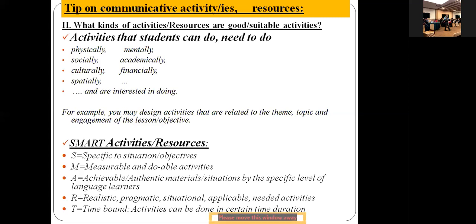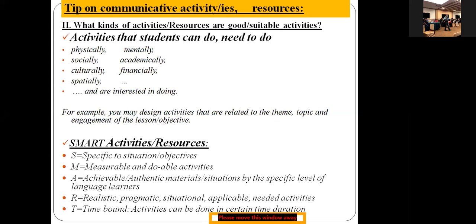having the activities which are not achievable, then it's not good to have those activities. It just wastes your time, resources, and energy. And they should also be authentic, with authentic materials and activities, and situational as well. And they should be realistic. If something is not realistic, but still you want to have the activity, then that's of no use. And it should also be pragmatic.